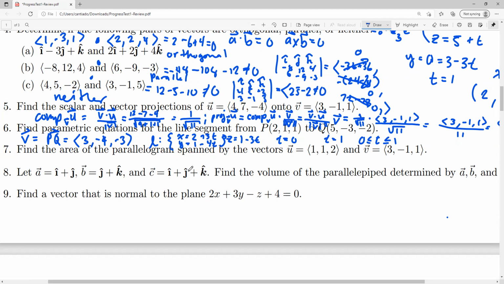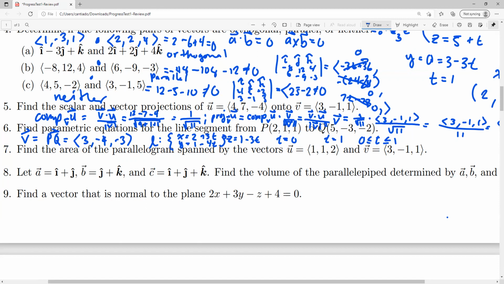So the main thing to remember there is if you have 2 points, you can easily find the direction vector and create your parametric equations. The more important part actually is if it's a line segment, don't forget to restrict t. Figure out the t values for P and the t values for Q, right?